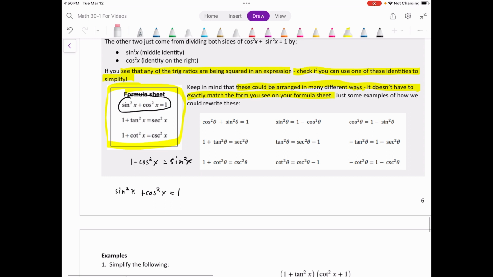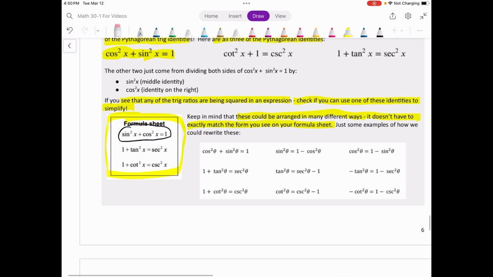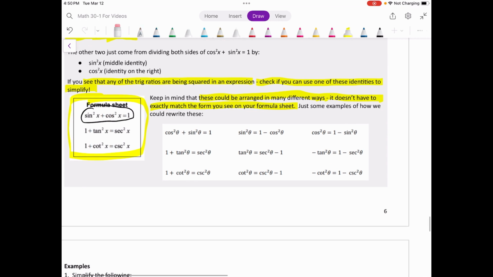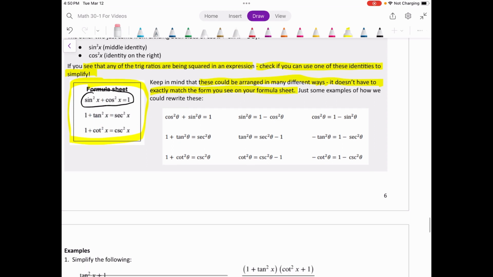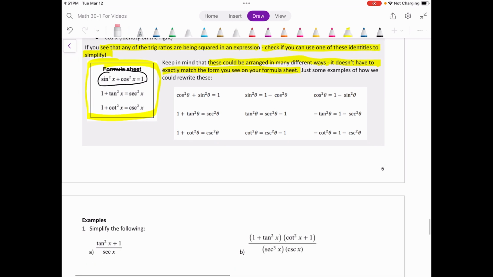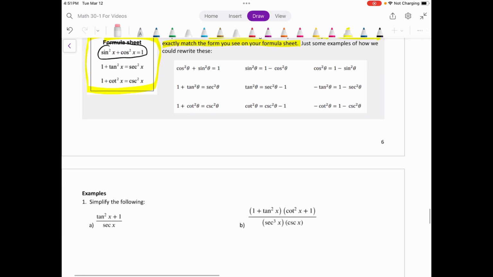So just be on your toes. Be aware that it's not like if it doesn't have this exact form, you can't use it. In fact, that means you can use it in many more situations. If you see a 1 plus tan squared, well, that's just the base form. But if you see a secant squared minus 1, that's actually just going to be equal to tan squared. So whenever you see a trig ratio being squared, take a second, pause, pull out your formula sheet, and see if one of the Pythagorean identities can help you simplify.